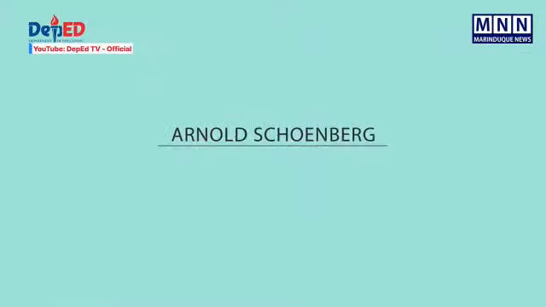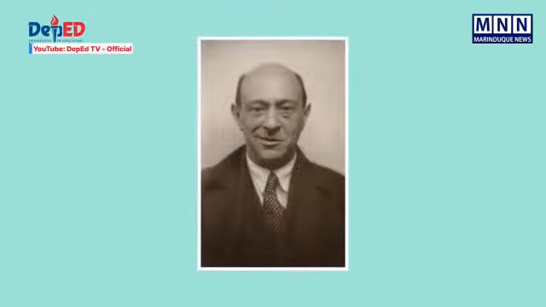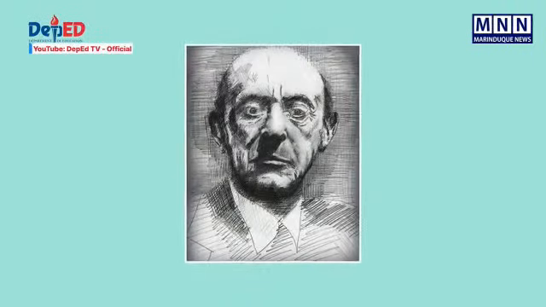Now let's talk about the composers who played key roles in this movement. Our first composer for expressionism is Arnold Schoenberg. Arnold Schoenberg was born on September 13, 1874 in a working-class suburb of Vienna, Austria. He taught himself music theory but took lessons in counterpoint.